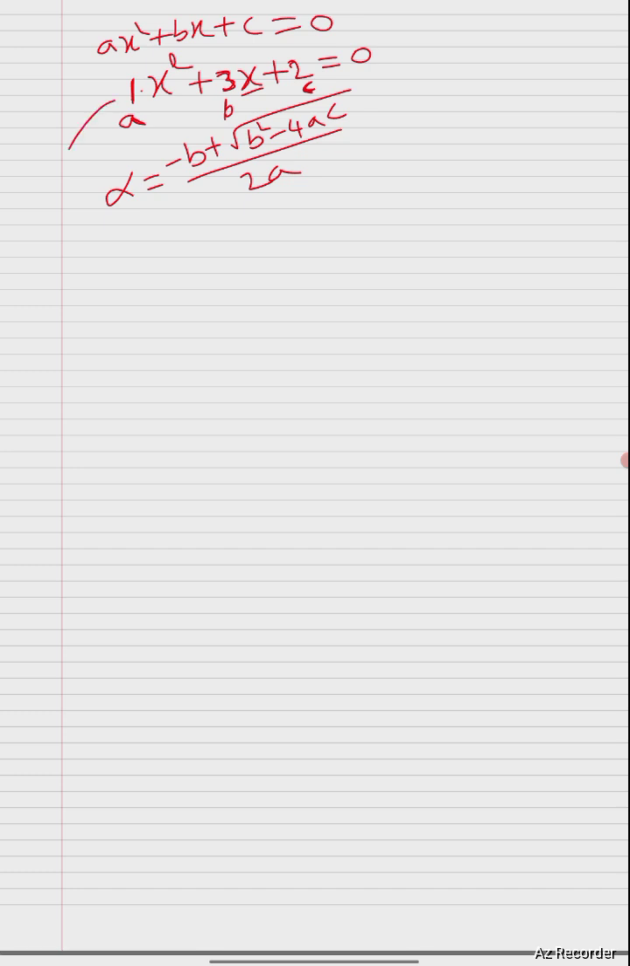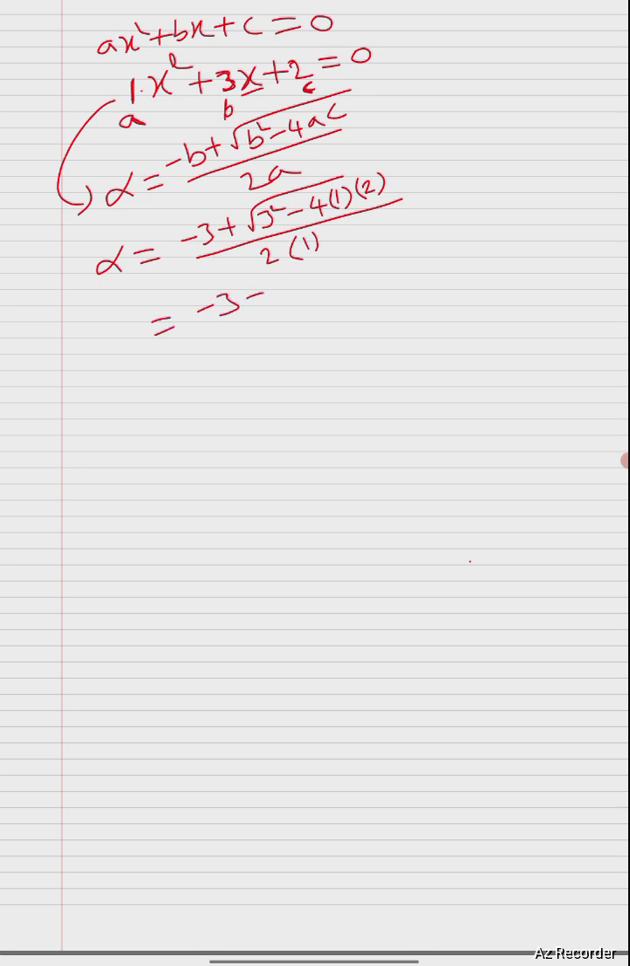Now let us put these values in this equation. Now alpha is equal to minus b, minus b means minus 3, plus root over b square. B square means, in place of b let us substitute the value of b, which is 3, square, minus 4 into a. In place of a we have 1 and c we have 2. Whole divided by 2 into a. A is 1. So let us simplify this one.